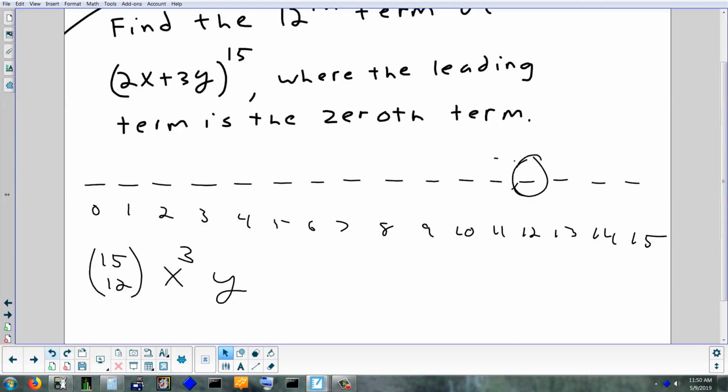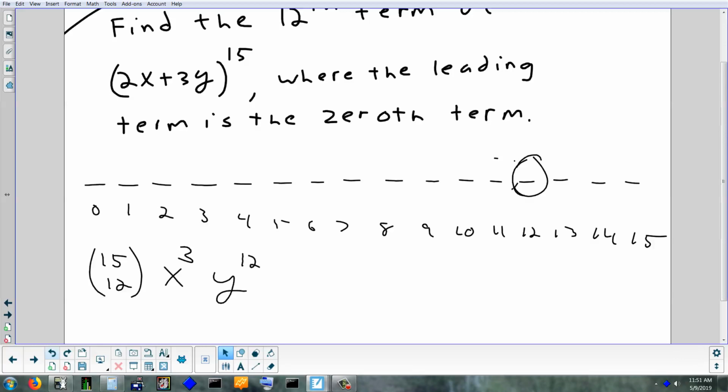So it's going to have an x cubed. And now we know that the two exponents, x and y, have to add up to what number? 15. You can count backwards, like 14, 13, 12, or just know that they have to add up to 15. Okay, so we got that part. Any questions on that?